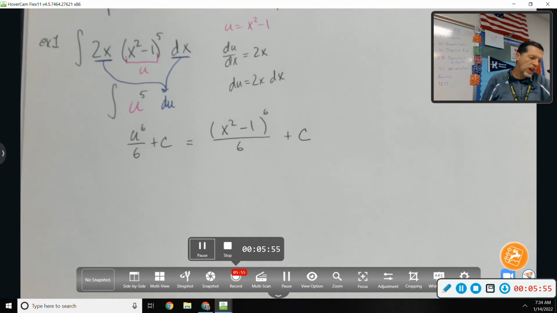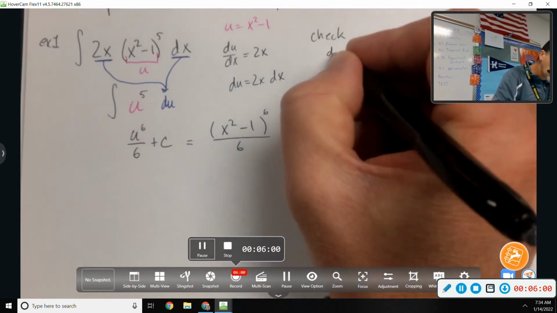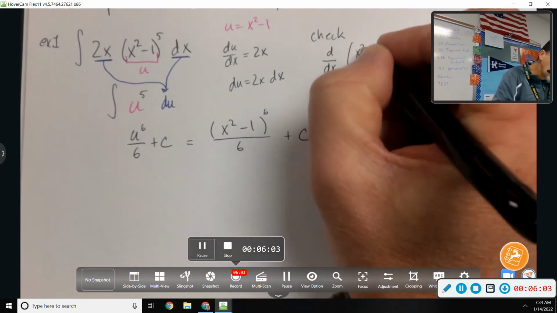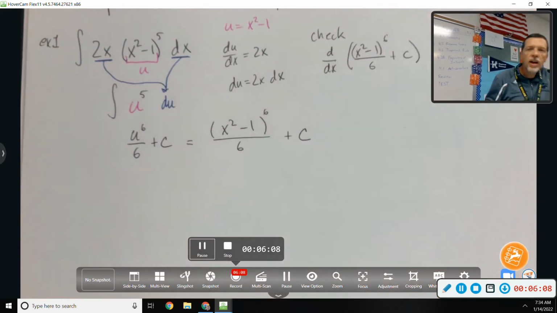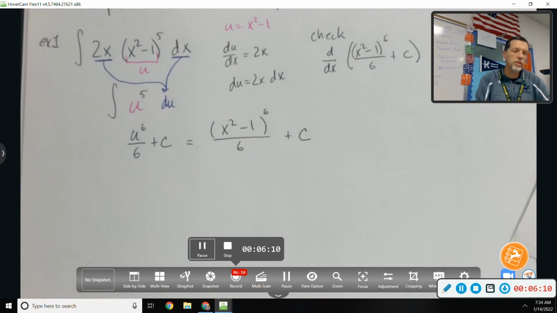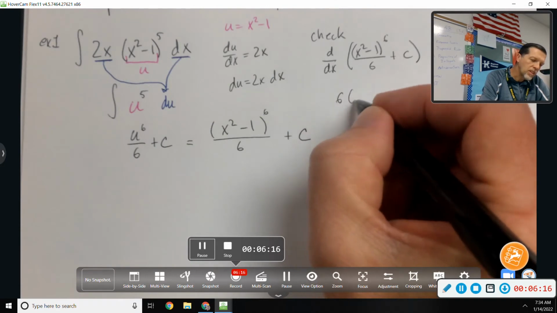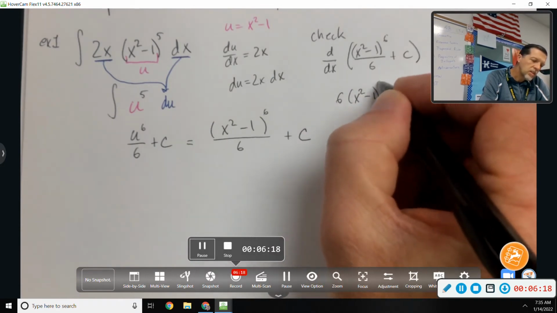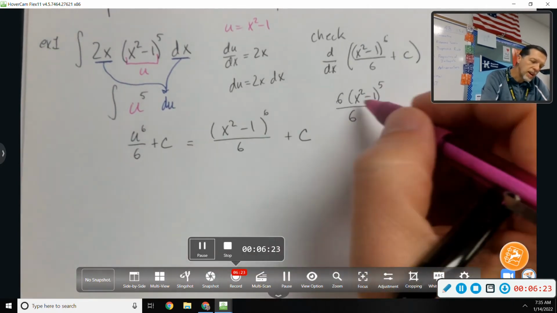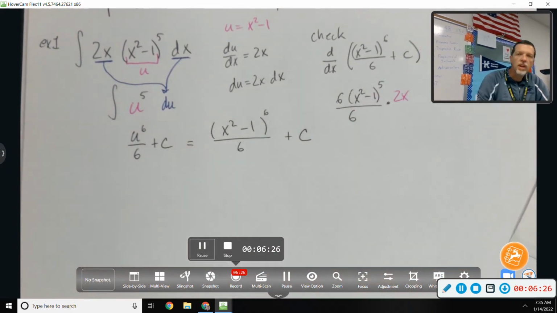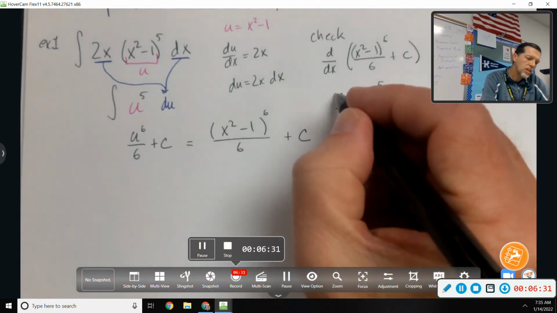If we wanted to check, we'll check this one. We won't check all the rest of them, but we'll check this one. So let's take the derivative of what we just found and see if we get back to where we started. So something to the sixth, so I'll bring the 6 down, decrease the power by 1, and then chain rule, multiply by 2x, and then sure enough that's where we started, so it checked out.